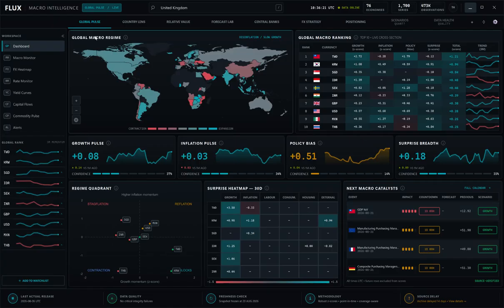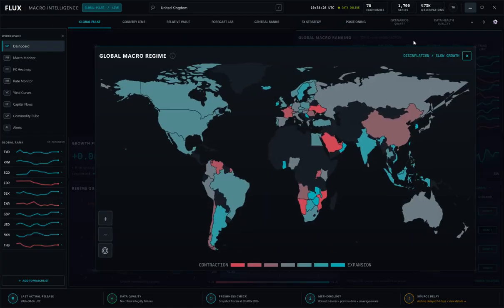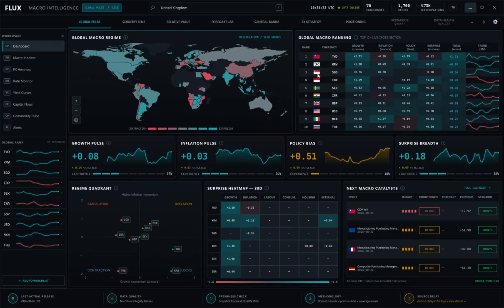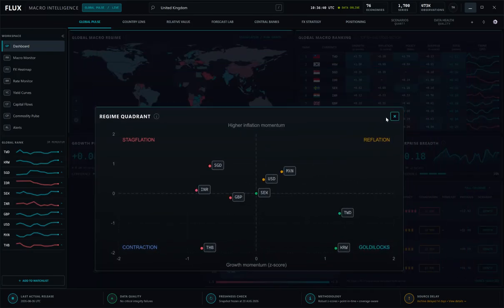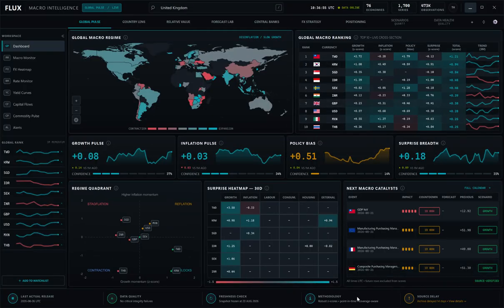With the next update, you have a global pulse where you can see all the available economic indicators across the globe for all the countries. As I mentioned, there are 87 countries, with over 1,700 economic indicators. At the moment, most of the sections or the tabs of the Flux terminal focus on G10 countries, but I will also include the rest of the countries.